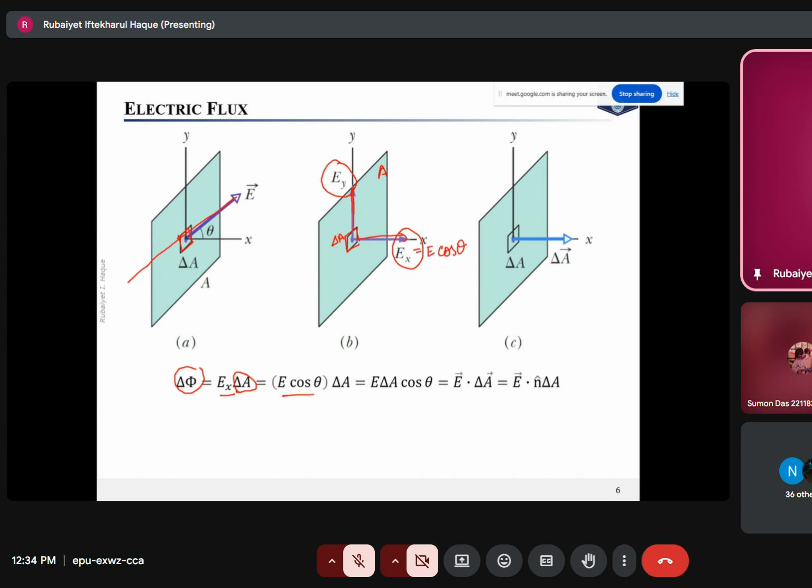So you can write down E cos theta. What is the angle here? From the horizontal part, this is the theta. E cos theta A, you can write down E·A. So it's a dot product formation. You can write it in the dot product formation or this particular way.